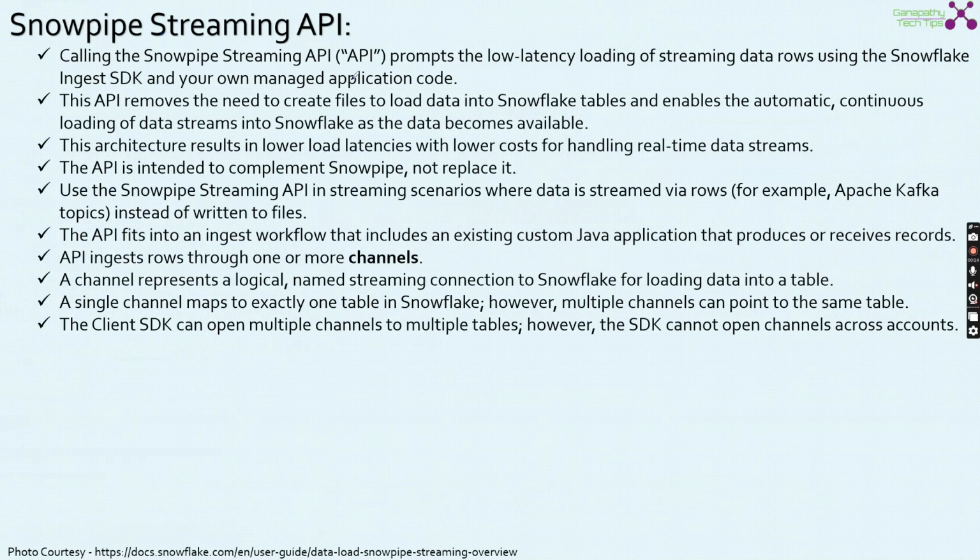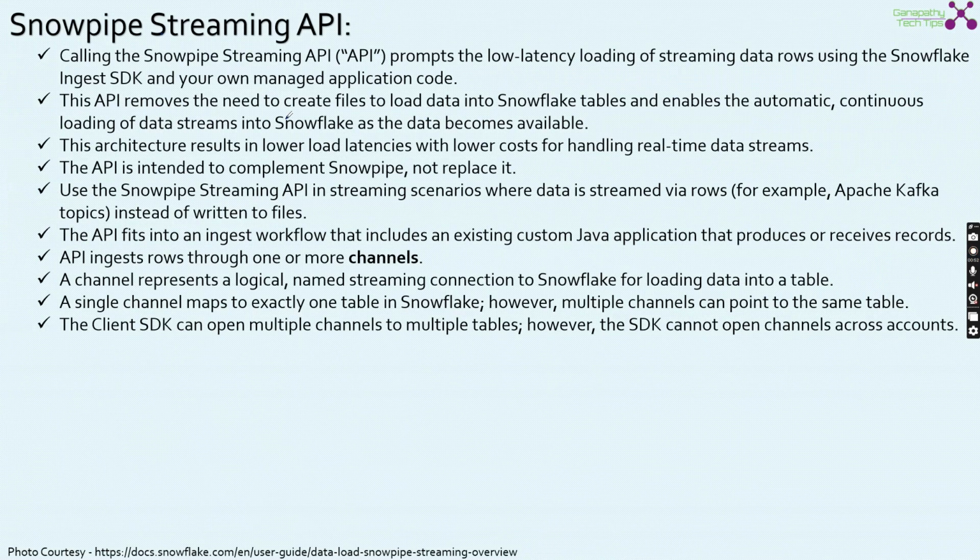Now the Snowpipe Streaming API is a low latency loading for streaming data rows using the Snowflake Ingest SDK and your own managed application code. What they are trying to say is, this is a software development kit which is provided by Snowflake. So via code you can add this SDK into your code and you can directly stream your data into Snowflake.